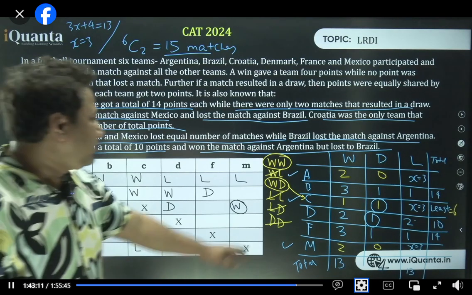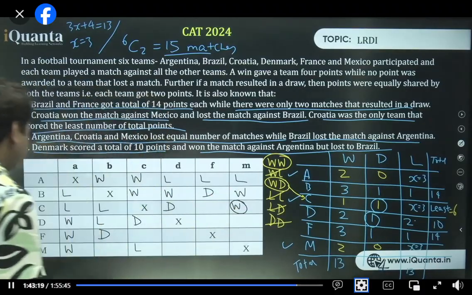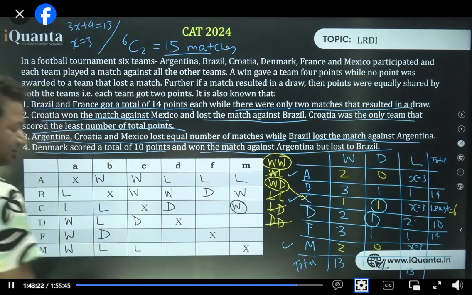Brazil. Brazil has 3 wins, 1 draw, 1 loss. 2 wins, 1 loss, 1 draw. That means Brazil has won the match against Mexico, which also means Mexico has lost the match against Brazil. Clear?